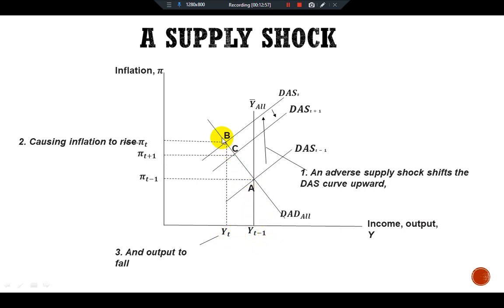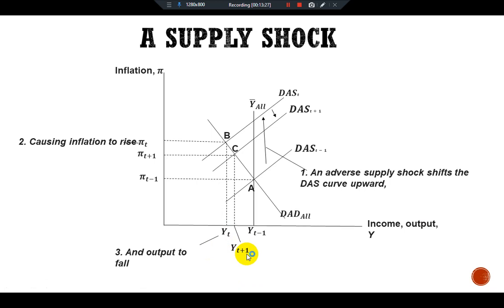The lower level of output dampens the inflationary pressure to some degree. So inflation rises from this point to this point, and the economy then moves from point B to point C, and we have some rise in national income from Y t to Y t plus 1.